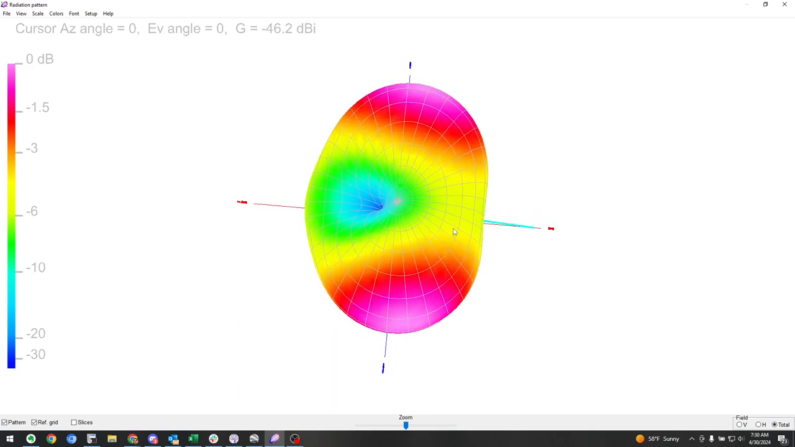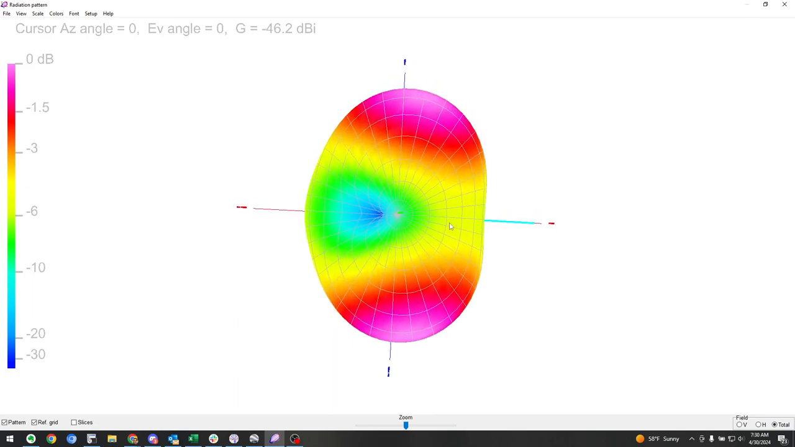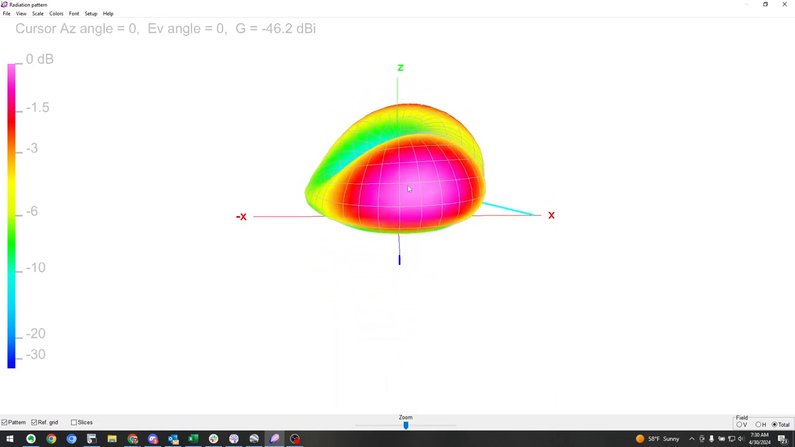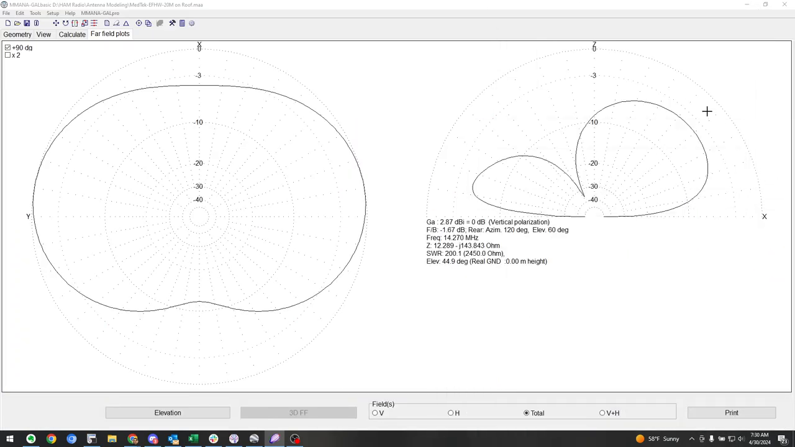But basically, east-west, your maximum gain is going to be basically right in here. And at a very high elevation, you're at about 50 degrees, you're at negative 1.4 dBi. So that's kind of what I'm seeing here anyways.